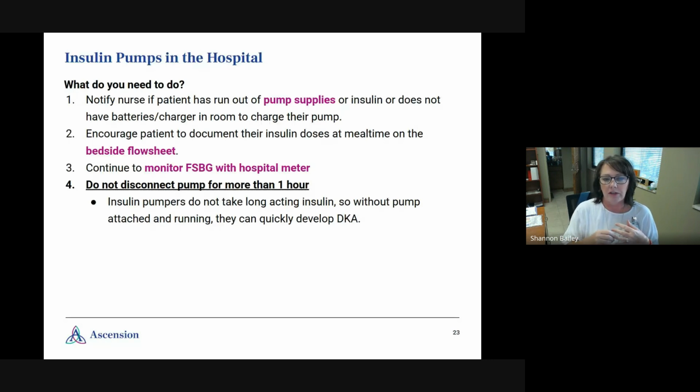Those CGM devices or glucose sensors are not FDA approved for treatment decisions in a hospital yet. That may change, but at this time they're not. And so we need to make sure that we're monitoring patient blood sugars with our hospital meter. Many reasons. Our meter is accurate and we know it. We do QCs on it every day.